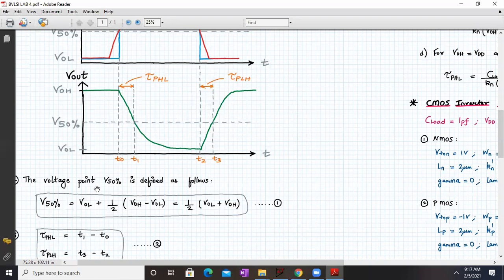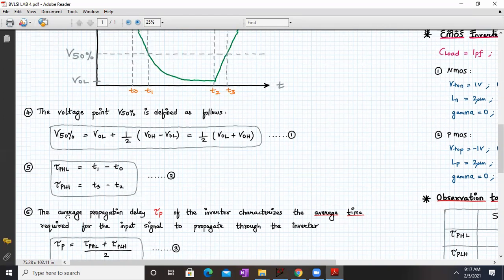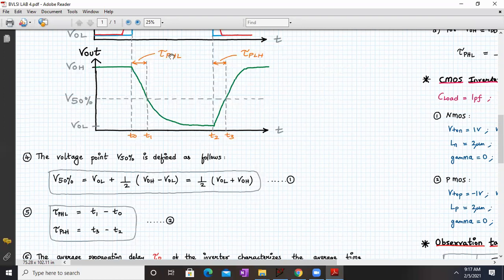So your V50% is defined as half of VOL plus VOH. And from the waveforms, if I want to calculate tau p HL and tau p LH, tau p HL will be t1 minus t naught, and tau p LH will be t3 minus t2. So these are the definitions.